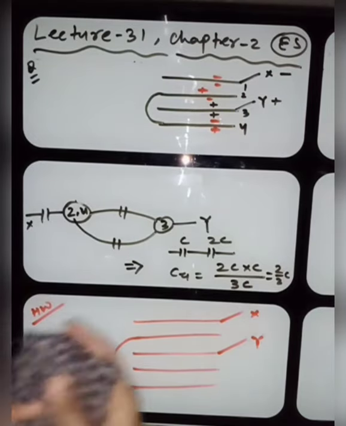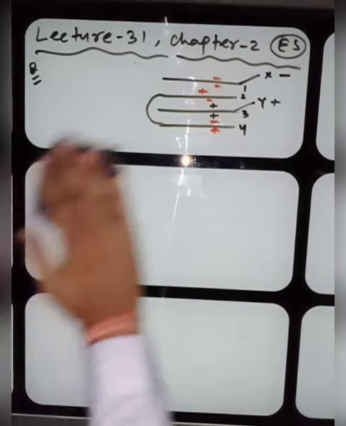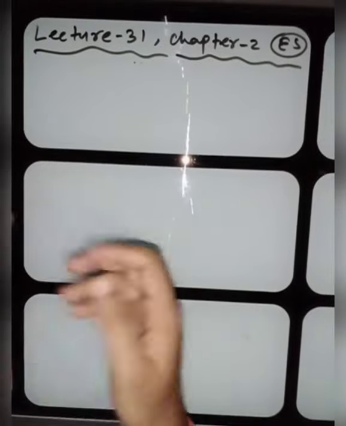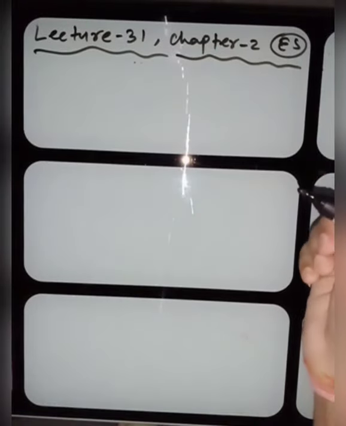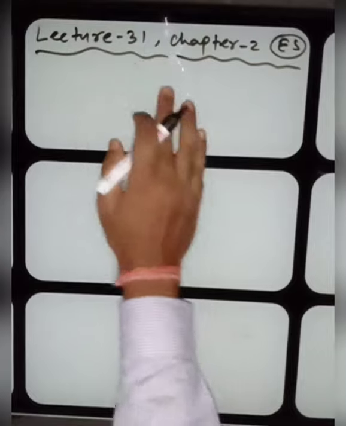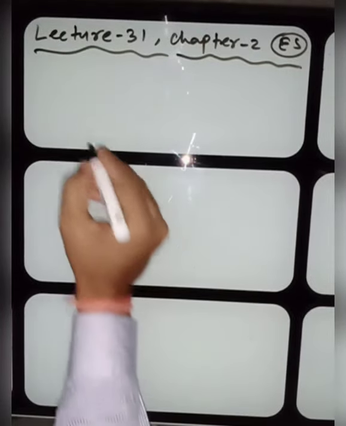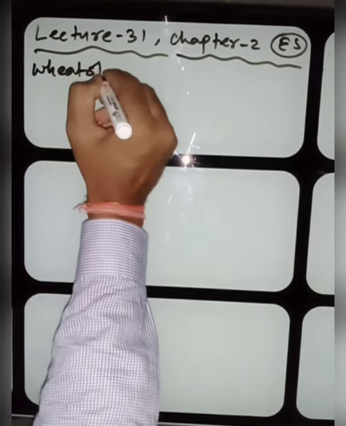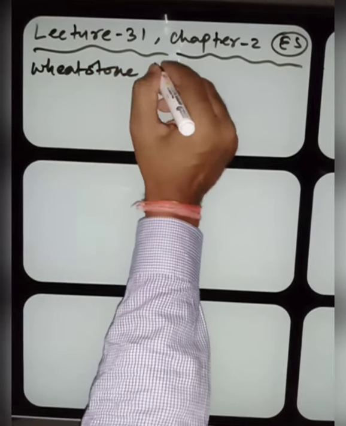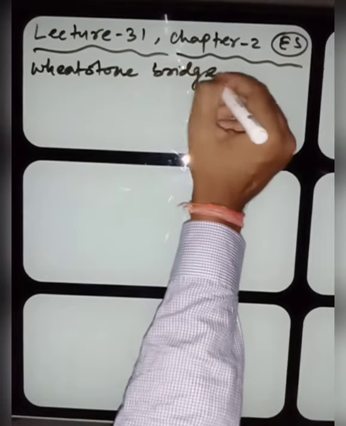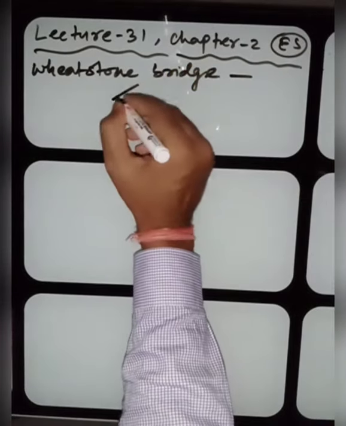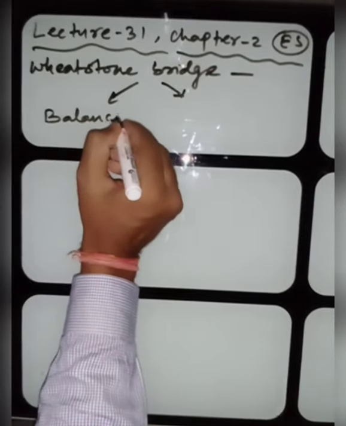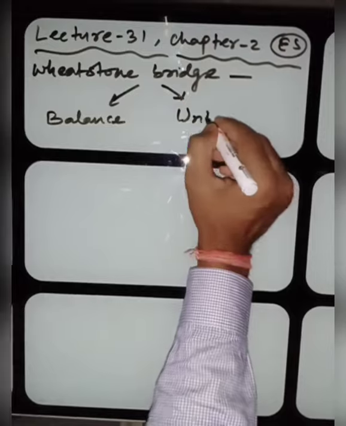Now come to the next one. Today we are moving to the balanced Wheatstone Bridge. Wheatstone has given a very fantastic circuit solution. There are two types of Wheatstone Bridge. One is the balanced Wheatstone Bridge, and another is unbalanced.